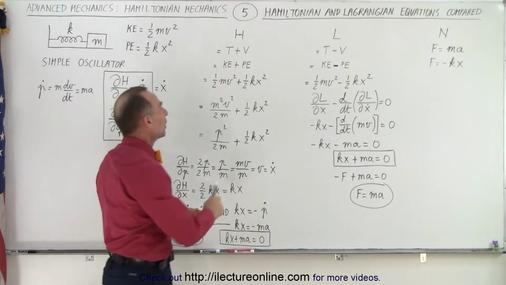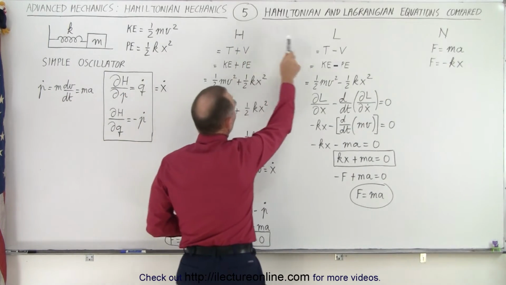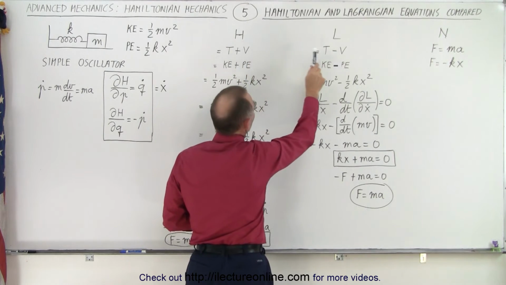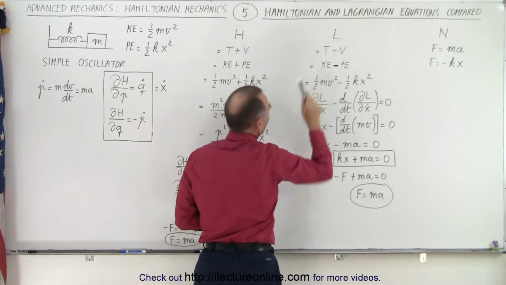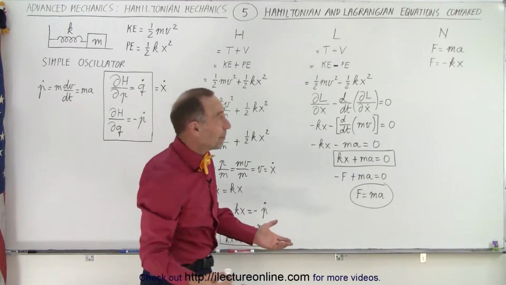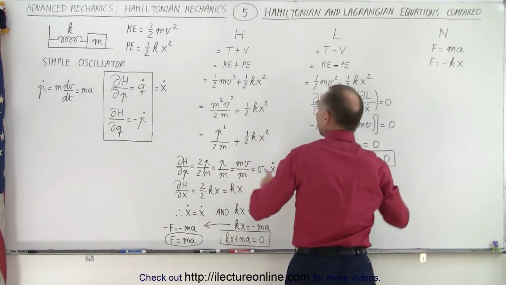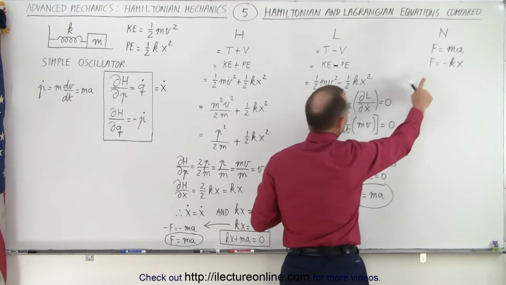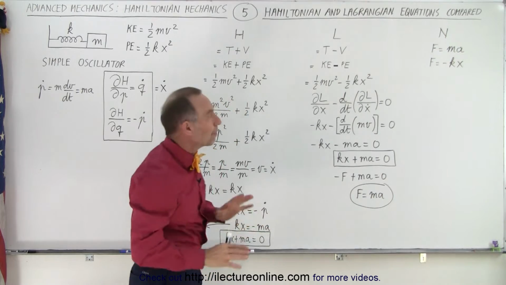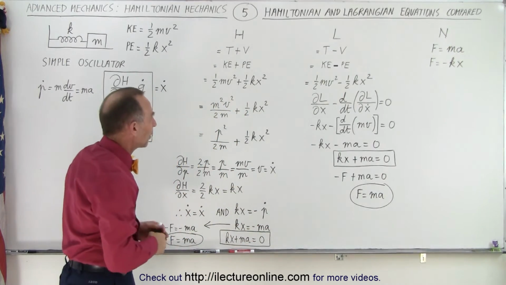So here we have the two equations for the Hamiltonian and for the Lagrangian. This is the kinetic energy plus potential energy versus the kinetic energy minus the potential energy. And then we have Newton's equation, F equals ma, and of course, in the case of something with a spring, we know that the force is equal to minus kx. So how do they compare to one another? How do we solve the problem?